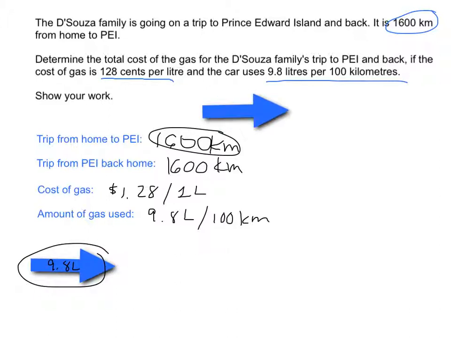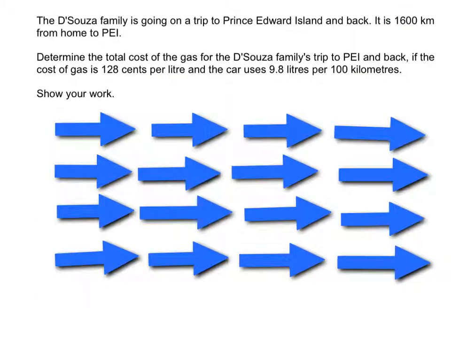Let's say that one arrow represents a distance of 100 kilometers. How many times does 100 go into 1,600? Well, 1,600 divided by 100 is equal to 16. So how many groups of arrows do we need to make to represent 1,600 kilometers? That's right, 16 arrows. If every arrow represents 100 kilometers, if I draw 16 arrows, that's 100 times 16, a total of 1,600 kilometers. This represents the D'Souza family's trip one way.